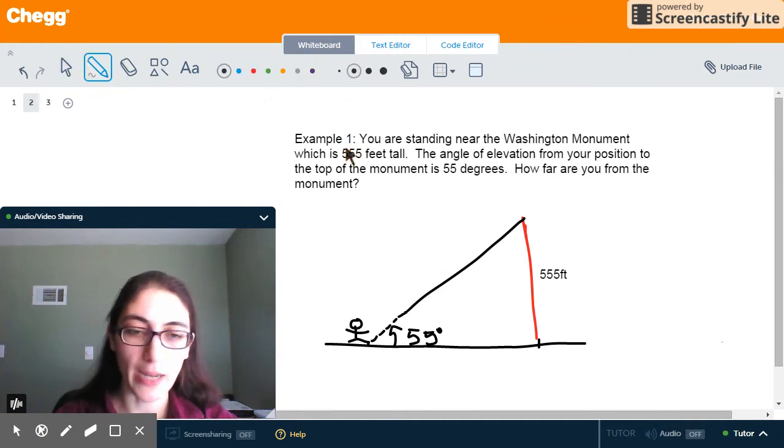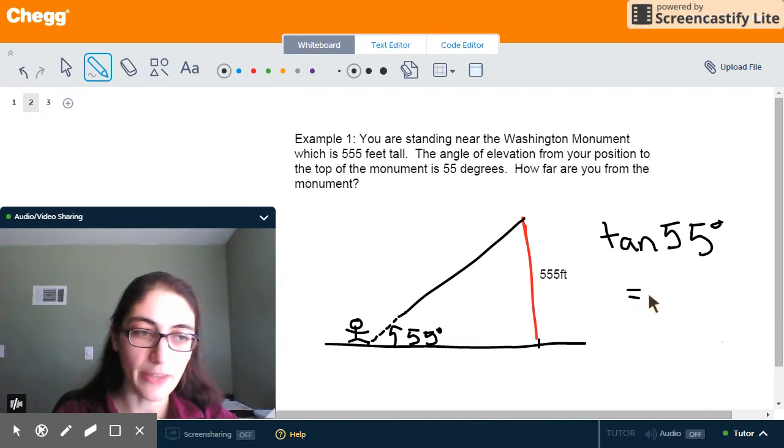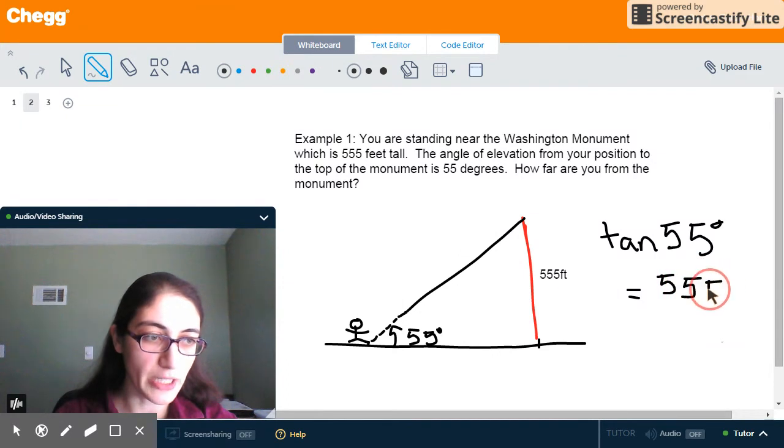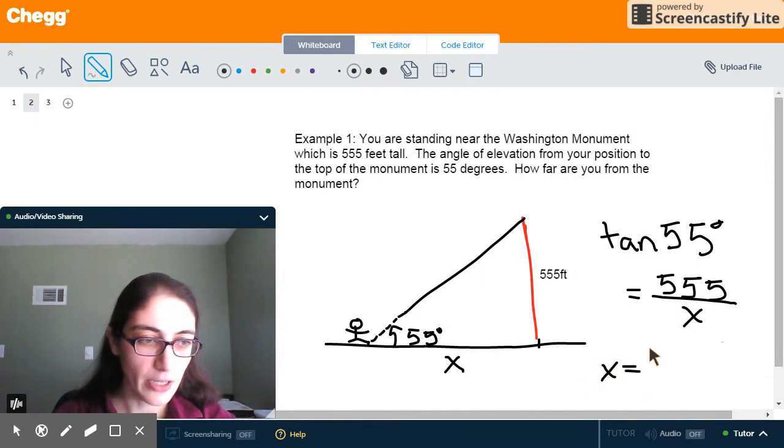Now I can use some trigonometry to solve this problem. And I can say that the tan of 55 degrees equals the opposite, the 555, over adjacent, which is the unknown I'm solving for. I want to know the distance from the person to that tower. So we're going to label this as x. 555 over x. If I rearrange my equation, I have that x equals 555 divided by the tan of 55.